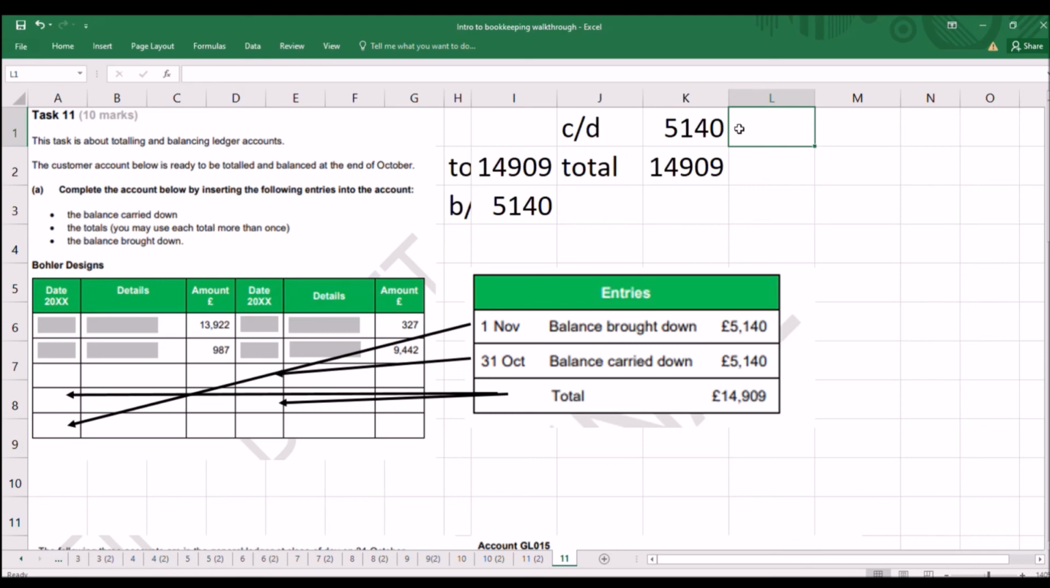So we've got the carry down figure there, and the totals of these two totals here, and then the brought down figure will be there. So the carry down figure is going to go into here, 5120. Add them both together for the totals in this row here. And the totals for each of those ones are 14909 in either side there, and put the various dates in or whatever. And then the balance brought down is going to be on this side here.